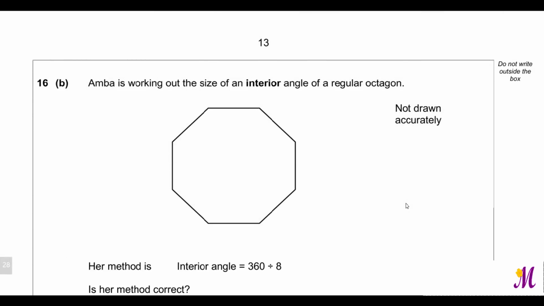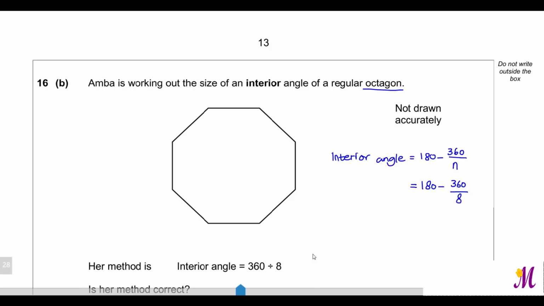Now 16b. Amber is working out the size of an interior angle of a regular octagon. Her method is interior angle is equal to 360 divided by 8. Is her method correct? As far as I know, the interior angle has a formula: the interior angle is equal to 180 minus 360 divided by n, and n is the number of sides. If it's a regular octagon, that means it has 8 sides. So n is 8. That means 180 take away 360 divided by 8. Here she has only part of the formula, which is this one. So I would say no, her method is not correct.